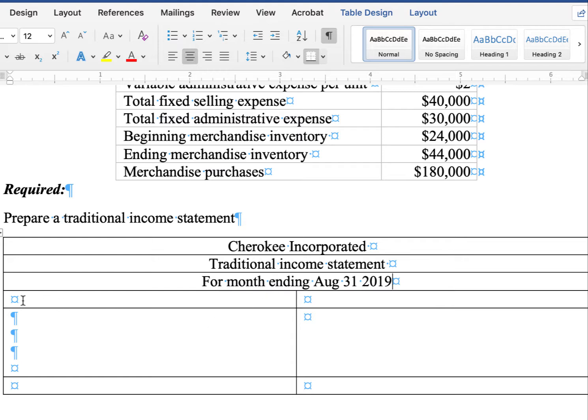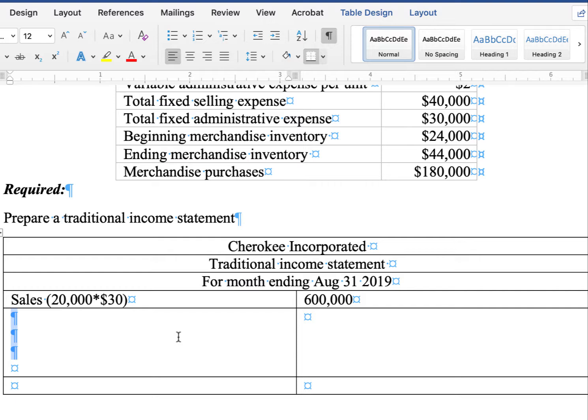All right, so the first thing we need to do is figure out what our sales are. They don't tell us what our sales are, but they give us enough information. We know that we sold 20,000 units at $30 apiece. Well, that means our sales have to be $600,000, if my math is right.